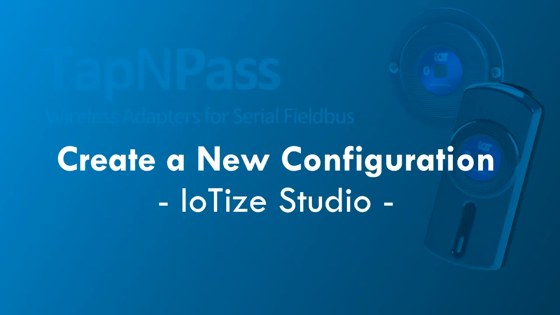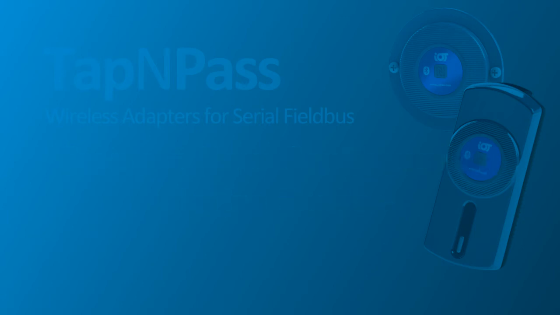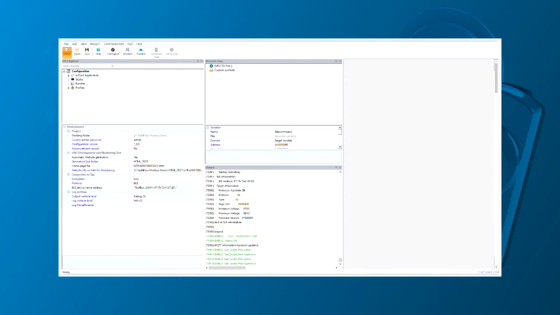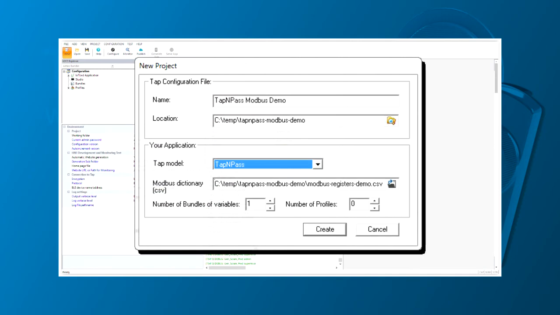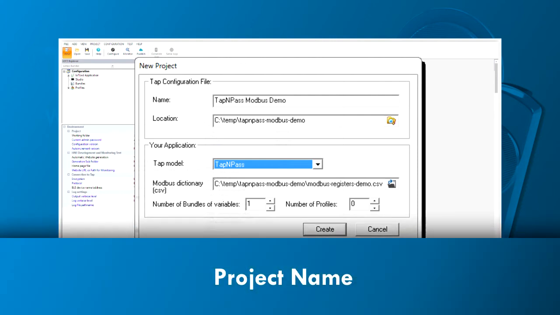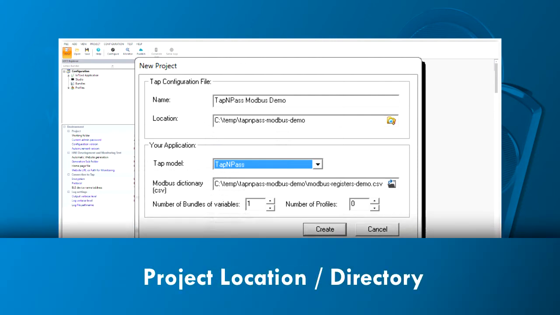This panel will contain the information about the features and data that can be accessed on the target system. Now let's go into IoTize Studio and create a new configuration for our TapNPass. In IoTize Studio, selecting New from the menu bar opens a new project window. Here we can enter the principal information that is required for a project. This includes a project name, the directory on the PC for our project files, and the Modbus library that we created with the information about our target equipment.